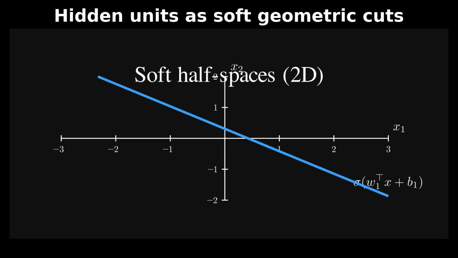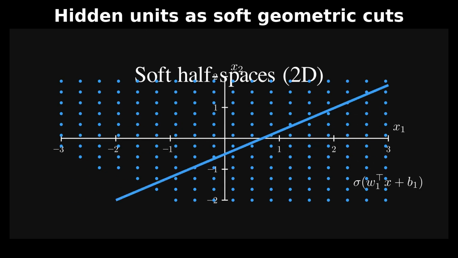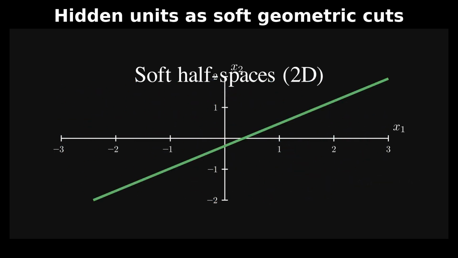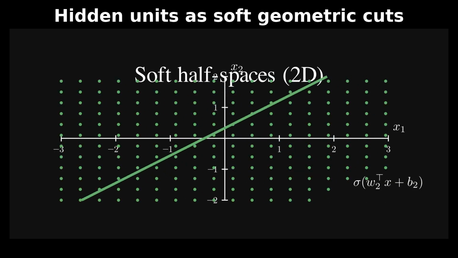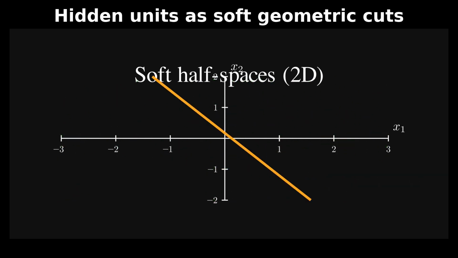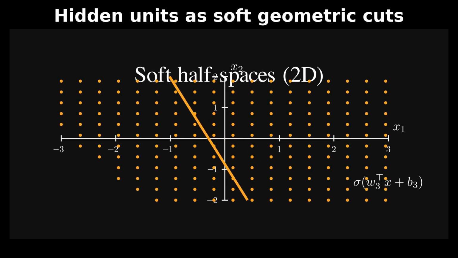Here is the key conceptual leap. Each hidden neuron computes a soft half-space. It turns on one side of a line, off on the other, but smoothly. The output then adds these soft regions together. So the network is not mysterious. It is a weighted mixture of simple geometric features learned from data.